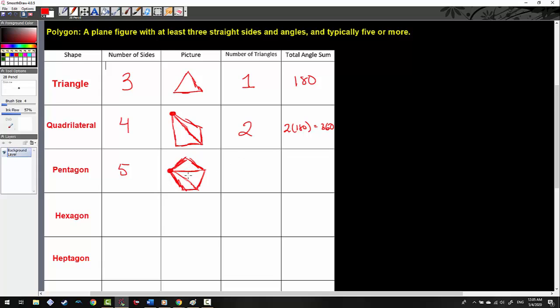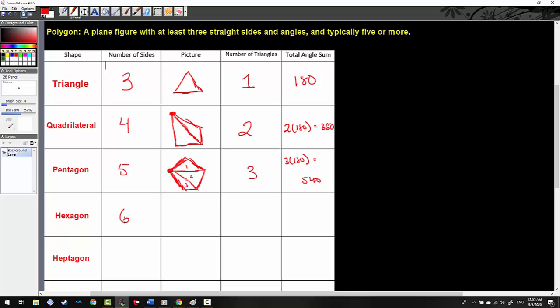And so what we can see is we're going to use this diagram to count how many triangles we have. Well, it looks like I've got 1, 2, and 3 triangles here, so a total of 3. Each of those triangles' angle sum is 180, so really I have 3 times 180, which is going to become 540. And at this point, I'm hoping we're starting to see a pattern here.